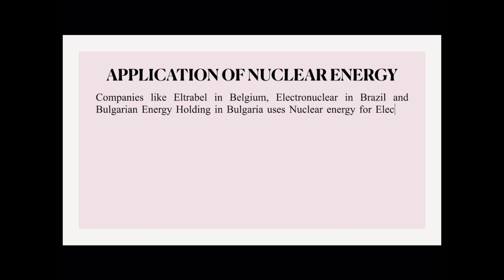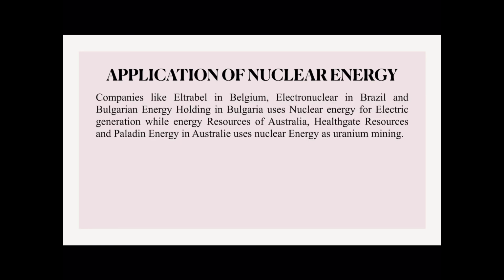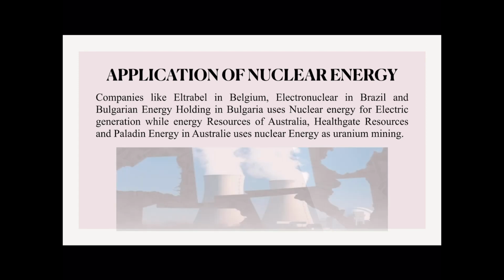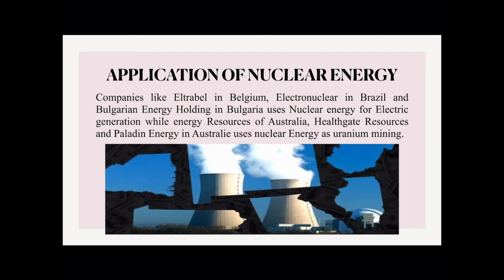Companies like Electrabel in Belgium, Eletronuclear in Brazil, and Bulgarian Energy Holding in Bulgaria use nuclear energy for electric generation, while Energy Resources of Australia, Heathgate Resources, and Paladin Energy in Australia use nuclear energy as uranium mining. They are just some of the major nuclear power corporations working in the nuclear chain, ranging from the uranium mining, refining, and enrichment to the direct activity of nuclear power plants and the processing of nuclear waste.